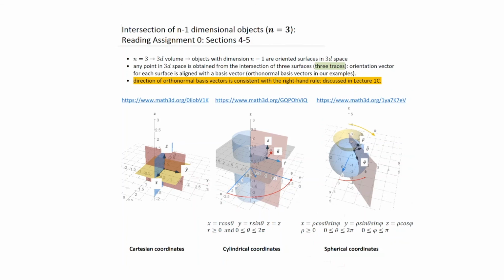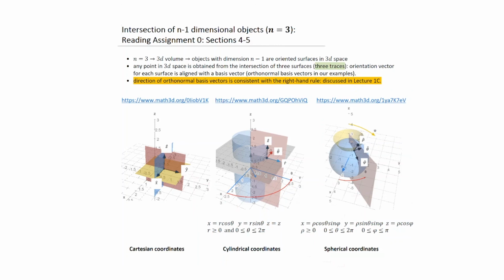In cylindrical coordinates, we're given a transformation: x equals r cos theta, y equals r sin theta, and z remains unchanged. R is greater than or equal to 0, and theta is between 0 and 2 pi. Theta is an angle measured on the xy plane. So how do we get the three surfaces? For one surface, you hold r fixed. For another surface, you hold theta fixed. And for a third surface, you hold z fixed.